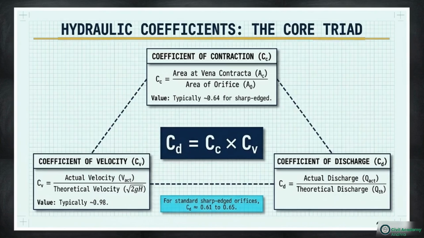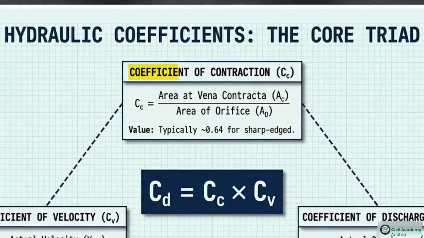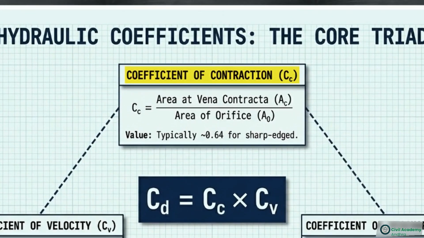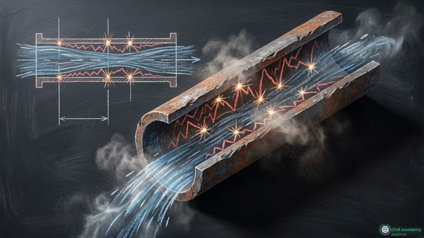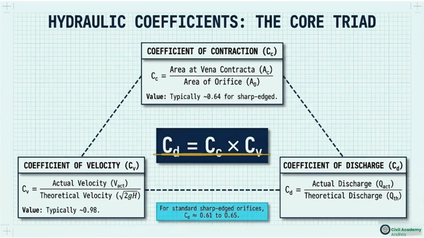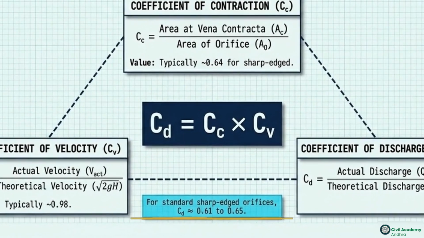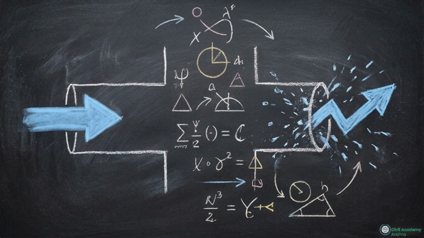To account for this physical reality, engineers rely on the core triad of hydraulic coefficients. The coefficient of contraction, Cc, handles the narrowing effect. The coefficient of velocity, Cv, tracks internal fluid friction, measuring the actual jet velocity against the theoretical ideal. It typically sits around 0.98. Multiplying these two ratios yields the overall coefficient of discharge, Cd. For a standard sharp-edged orifice, it consistently falls between 0.61 and 0.65. That total coefficient represents the efficiency tax the system pays simply for pushing fluid through a sudden geometric change.